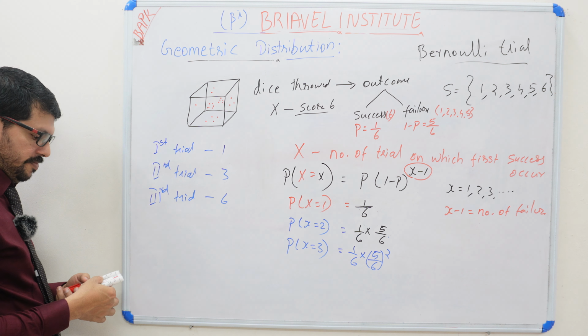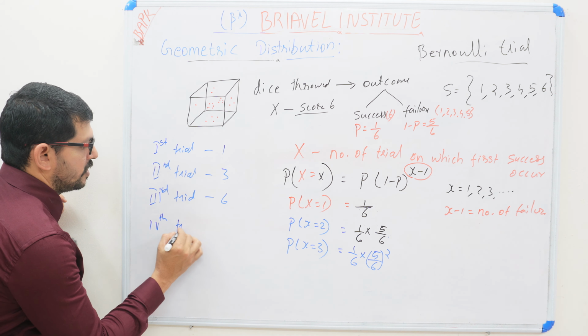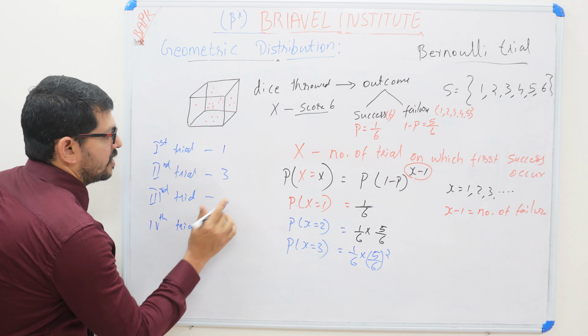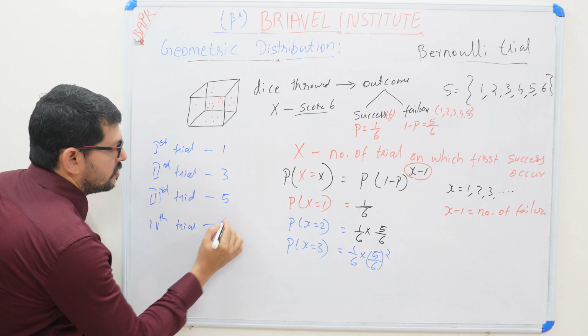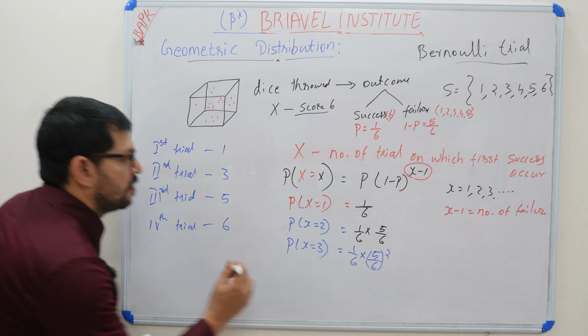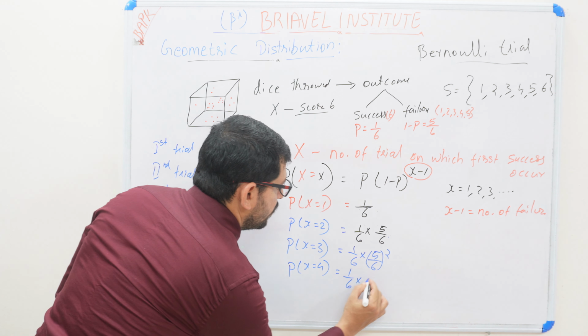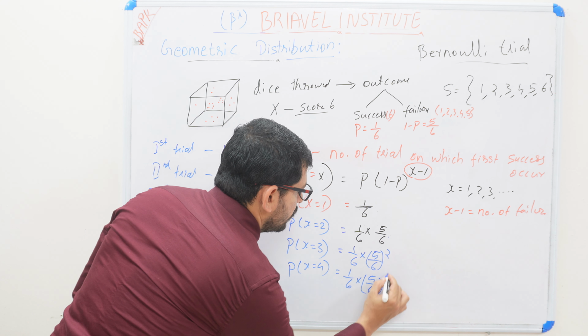Next, I am considering the fourth case. The fourth trial was a success. So the earlier ones were failures. So the probability of x is equal to 4 is 1 by 6 into 5 by 6, all raised to 3.